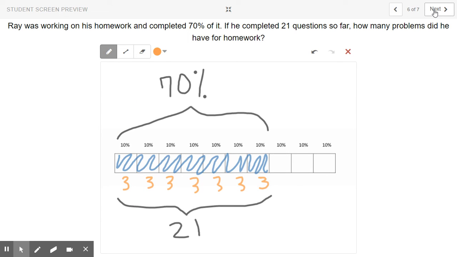Ray was working on his homework and completed 70% of it. If he completed 21 questions so far, how many problems were assigned for homework? So if you look, I would say 70% is representing the completed questions so far. The 7 sections are out of 21. 21 divided by 7 is 3. That means all boxes equal 3. So how many questions were for homework? 30 problems.